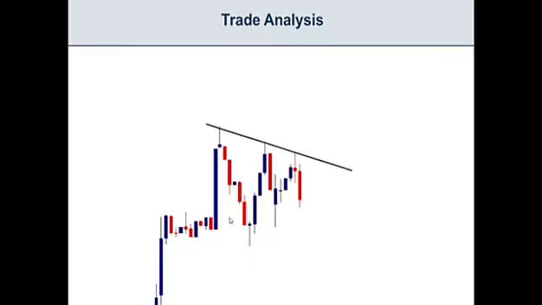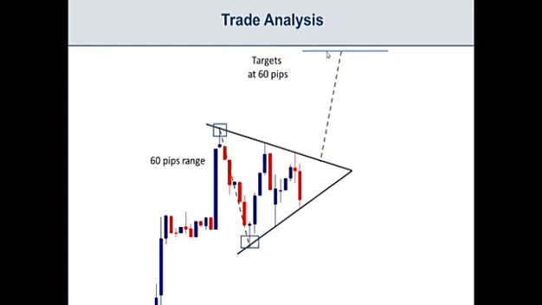And as you can see here, we are inside of a triangle after a move to the upside. We draw our lines so we can actually see the possible breakout area where we are going to begin to calculate our targets. The first thing we're going to do is pick this high and this low to calculate the first move of the triangle. And this is the actual move that we are going to calculate. In this case, we are in a 60 pip range. And the next thing we're going to do is extrapolate this to our possible breakout area, which is here at the end of the triangle, so we can calculate our targets at 60 pips.